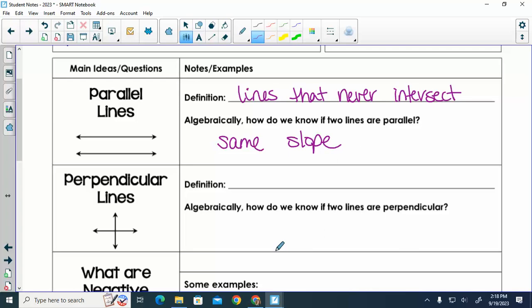Alright, so for example, if I said y equals 2x plus 1, y equals 2x minus 7. Both of those have a slope of 2. It's the same, so those would be parallel lines. If we graph them, they would never cross one another. Alright, perpendicular. What's true about those? They cross each other. What's the measure of this angle when they cross? Or what kind of angle do they make?